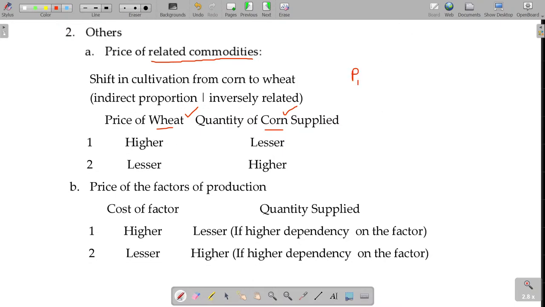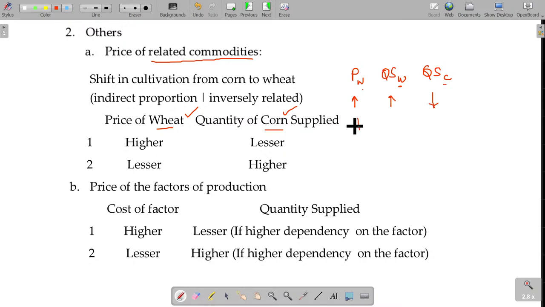If the price of the wheat is higher, quantity supplied of wheat is higher, and quantity supplied of corn, because I can either supply the wheat or corn, I have a limited area. I can either cultivate the wheat or corn. What do you want to cultivate? As the price of wheat is higher, more profitable, I cultivate more of wheat, not the corn. So I'll reduce the supply of corn.